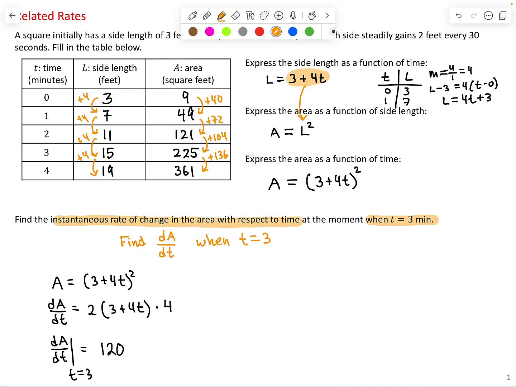Now the units of this will be a unit of area divided by the unit of time. So area is measured in square feet, and time is measured in minutes. So our dA/dt will have a unit of square feet per minute.